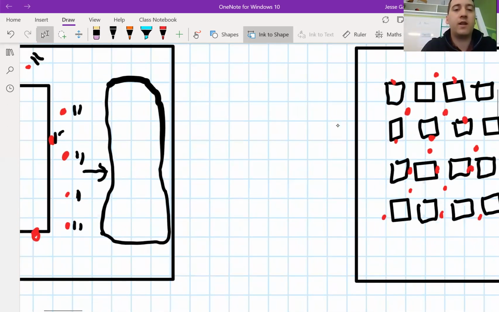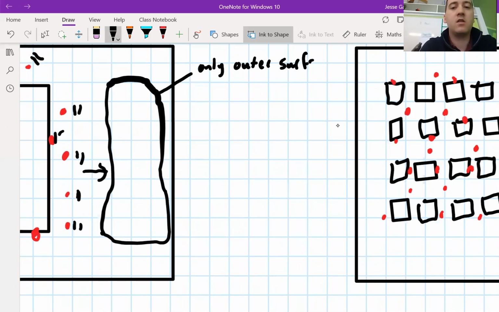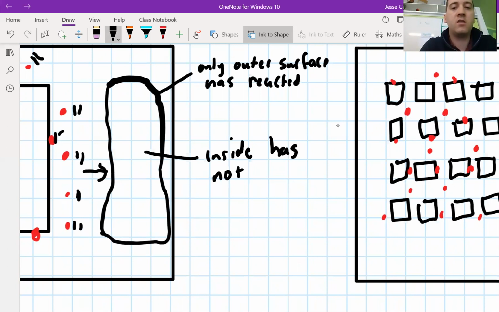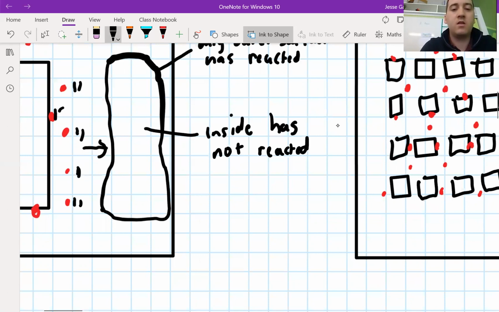Right. So let's just summarize. On the large particle, only the outer surface has reacted. This means the inside has not reacted. And this is because there is less surface for collisions.